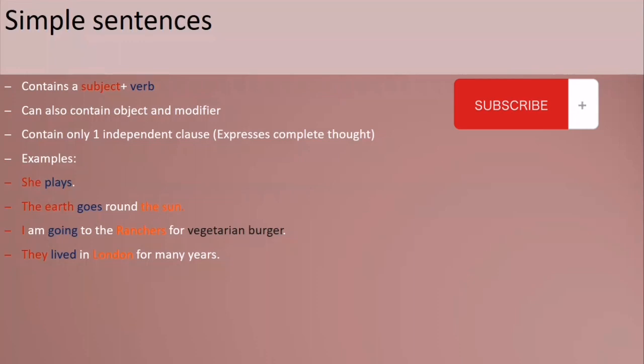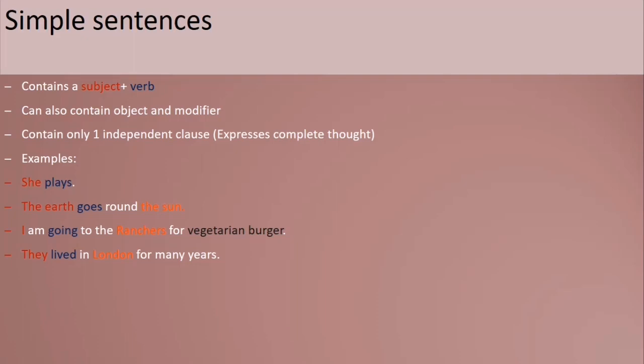What is an independent clause? An independent clause is a group of words that can express a complete meaning, or a complete thought. For example, she plays. The earth goes round the sun. Now the word round is a modifier and it modifies the movement of the earth. Then we have, I am going to Rangers for a vegetarian burger. Here vegetarian burger is also a modifier.